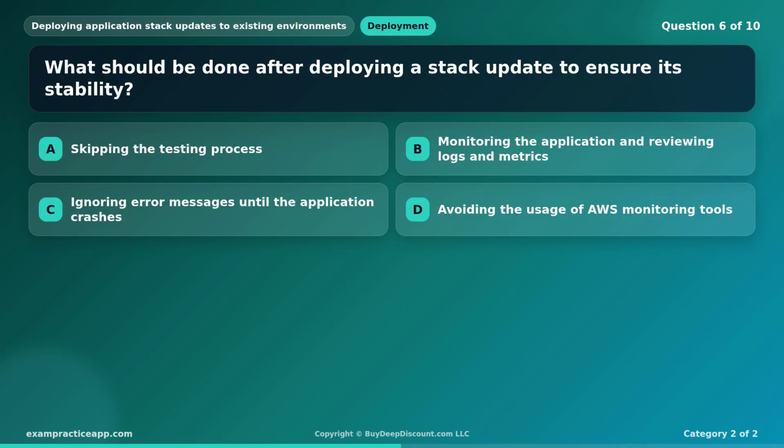Take a moment to choose your answer. The correct answer is option B. Monitoring the application and reviewing logs and metrics.